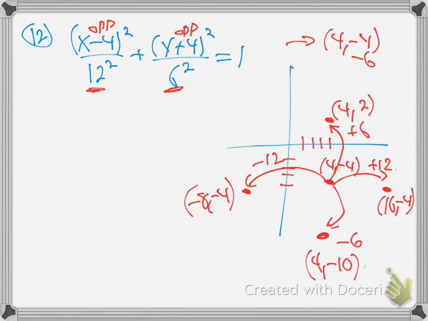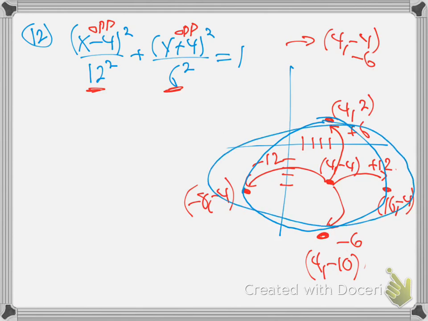Is that good on all those? All right. Make the ellipse. Now, mine looks terrible. But this ellipse should be wider than it is tall, shouldn't it? It's wider. It goes right and left 12. It's really wider than it is tall. Sorry, it's a terrible drawing.